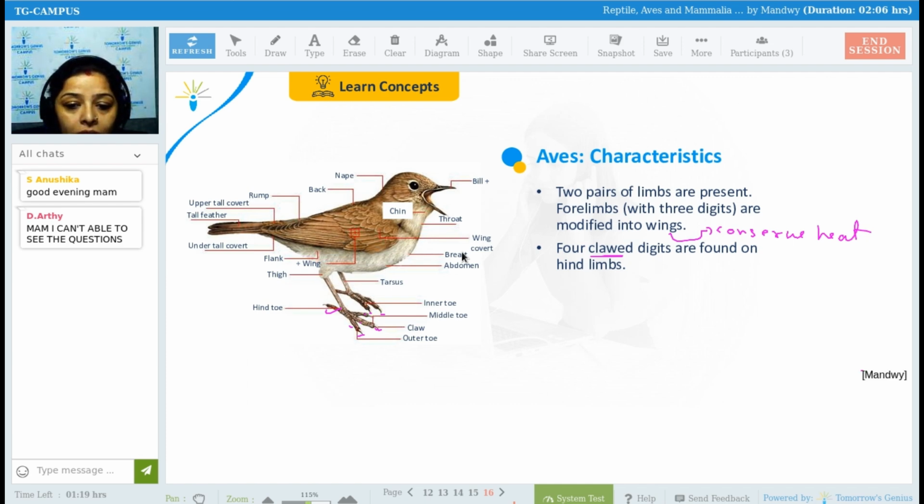Okay, so birds have a three-chambered cloaca. Till now you have seen only a single cloaca, right? But birds have a three-chambered cloaca.